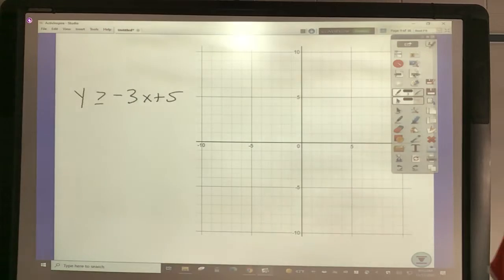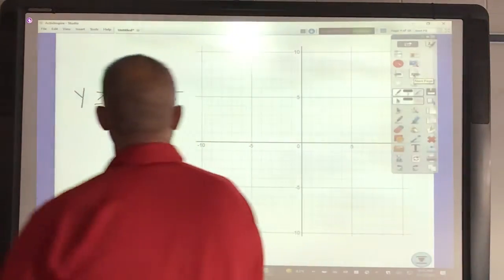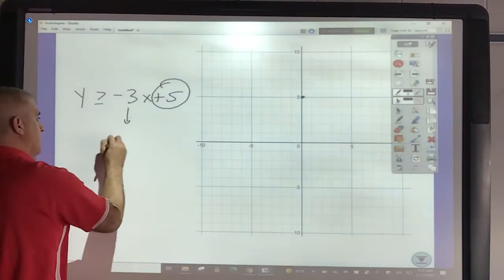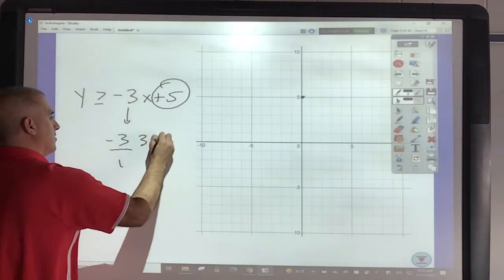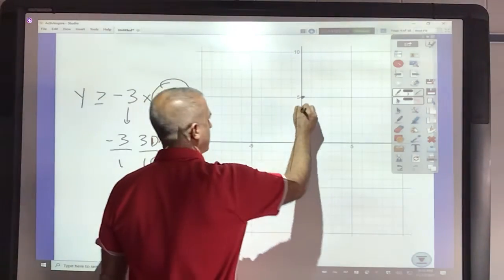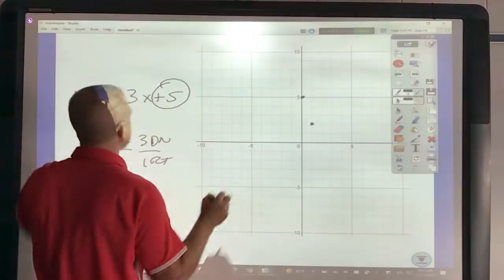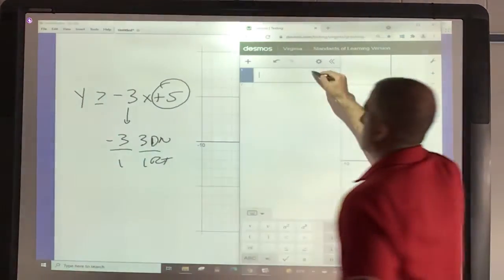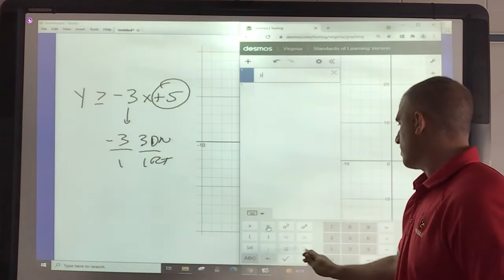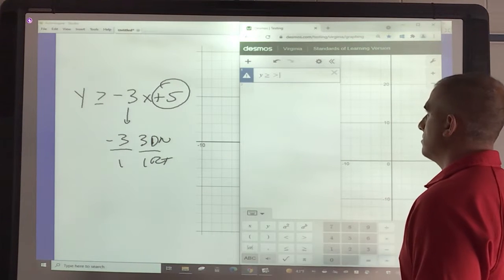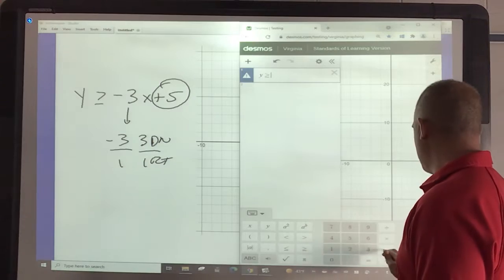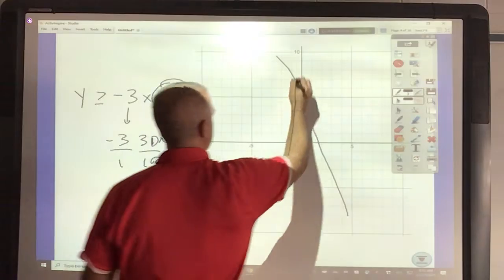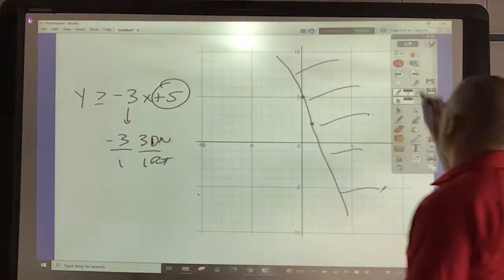Let's do another one together. Okay? -3x plus 5. So I'm going to start at the 5 right here. -3 means 3 down, 1 right. We always go right. So 1, 2, 3, 1 right. Since there's a line underneath of it, solid line. All right, y greater than or equal to -3x plus 5. And that shading, as you can see, is over on that side.